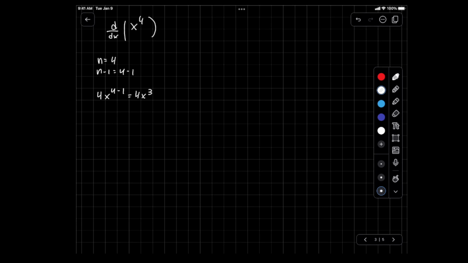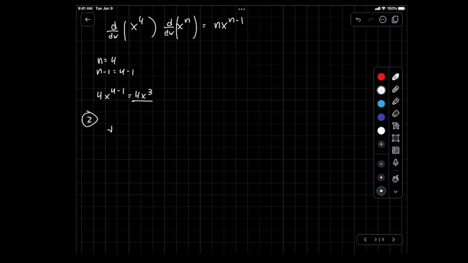Just so you guys can remember as well, I will write the power rule, so you guys don't have to look back at your notes. Cool. So that's going to be our first answer. Let's do number 2.